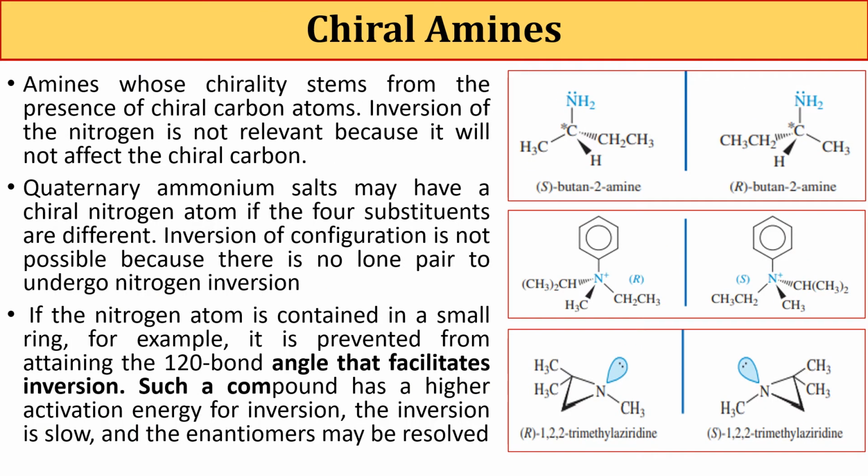Although most simple amines cannot be resolved into enantiomers, several types of chiral amines can be resolved. First, amines whose chirality stems from the presence of asymmetric carbon atoms. Most chiral amines fall into this group. Nitrogen inversion is irrelevant because nitrogen is not the chirality center. For example, 2-butanamine can be resolved into enantiomers because the 2-butyl group is chiral.